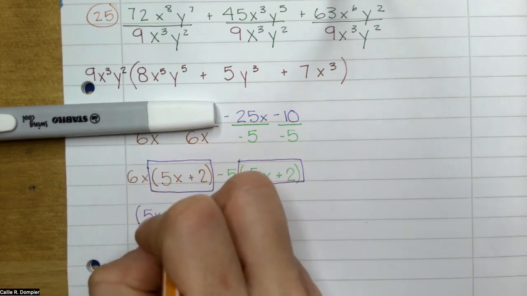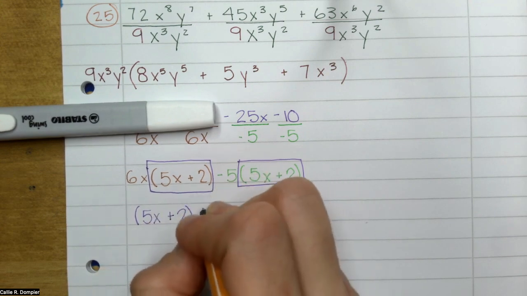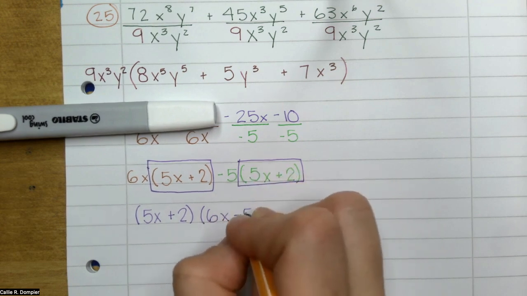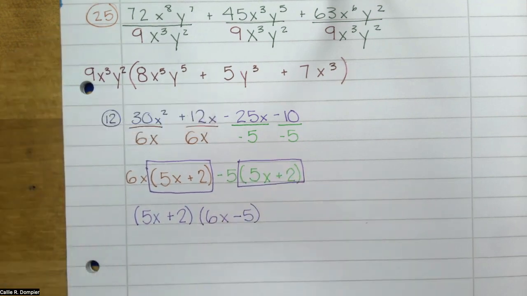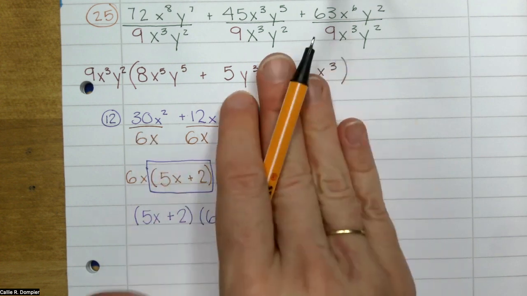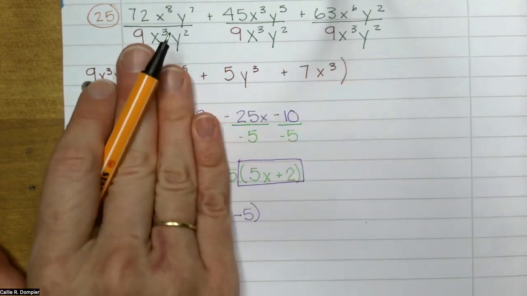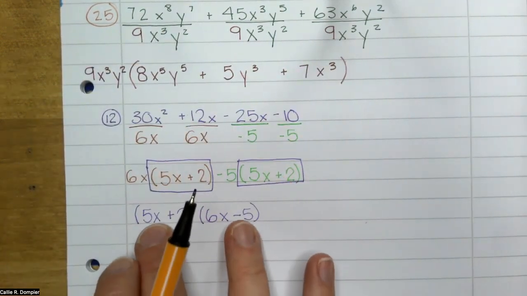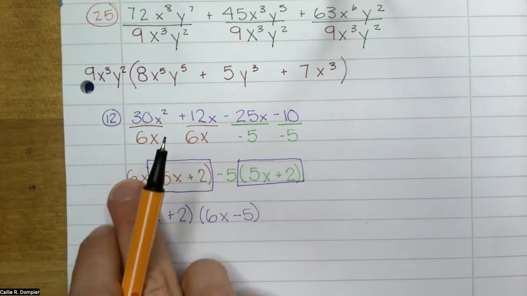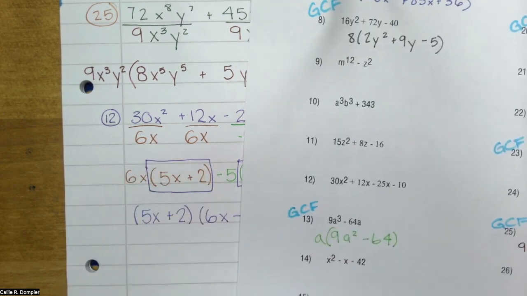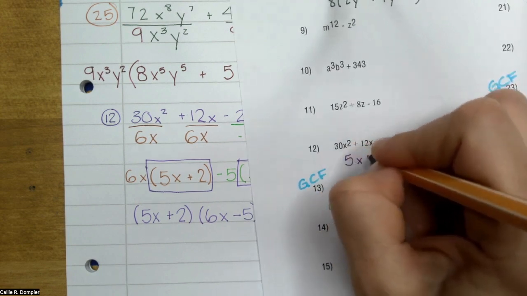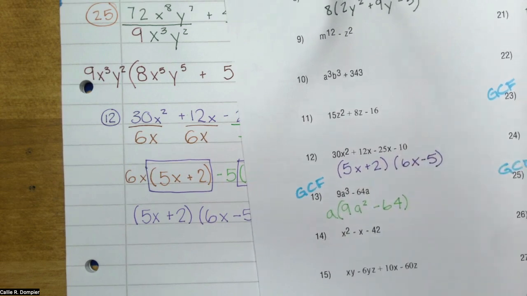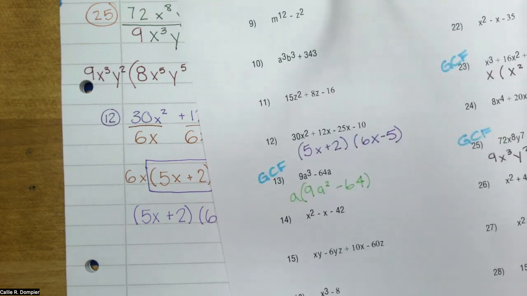So now we have 5x plus 2. And we factored it out of what's left here. Multiply it by 6x. What's left over here? Minus 5. So that's our final answer for number 12. We had 4 terms. We split them into 2 groups. We found the greatest common factor of each of the 2 groups, and then we factored out something common to the 2 greatest common factors and multiplied it by what was left, the 6x and the negative 5. So for number 12, our answer is 5x plus 2 times 6x minus 5. Good. All right.